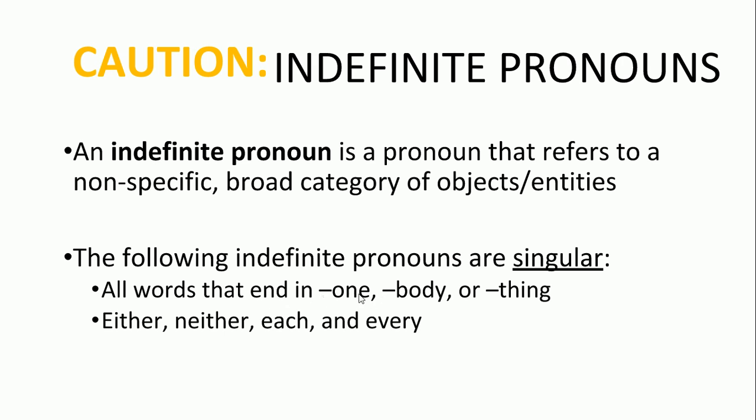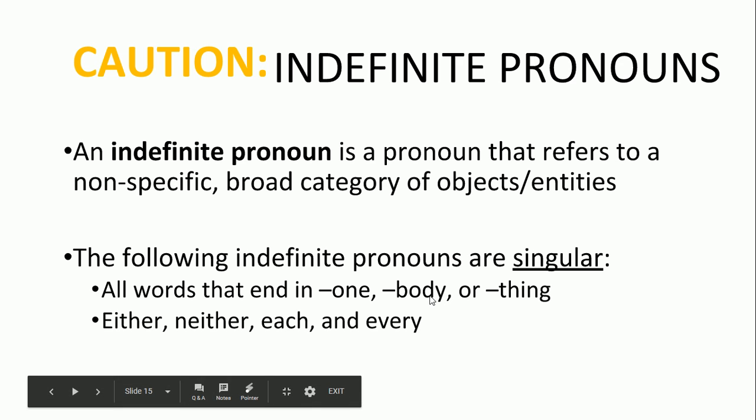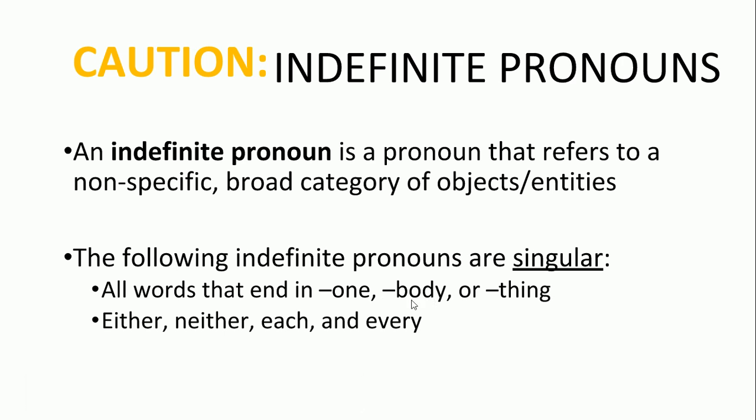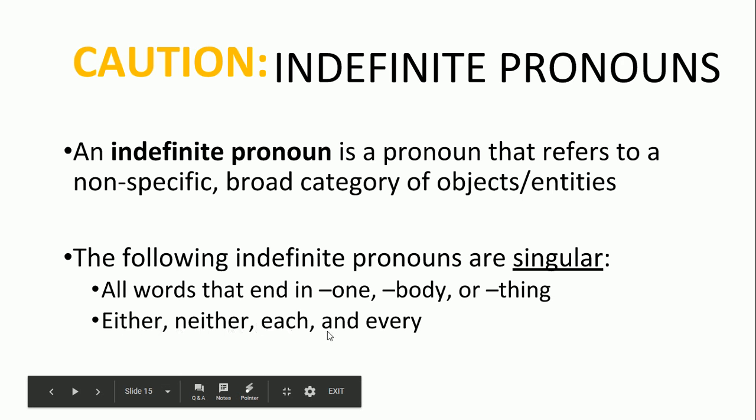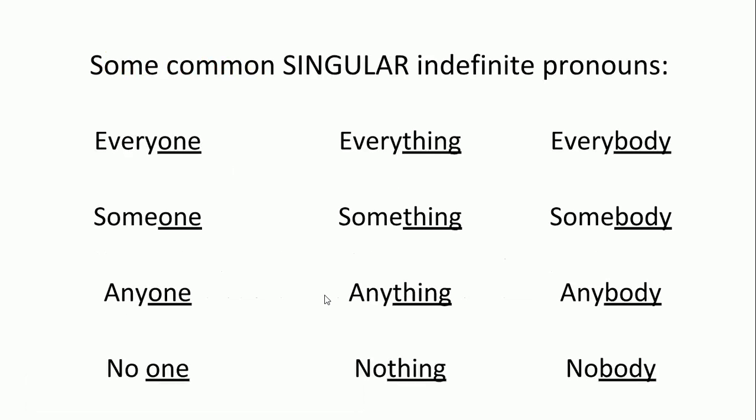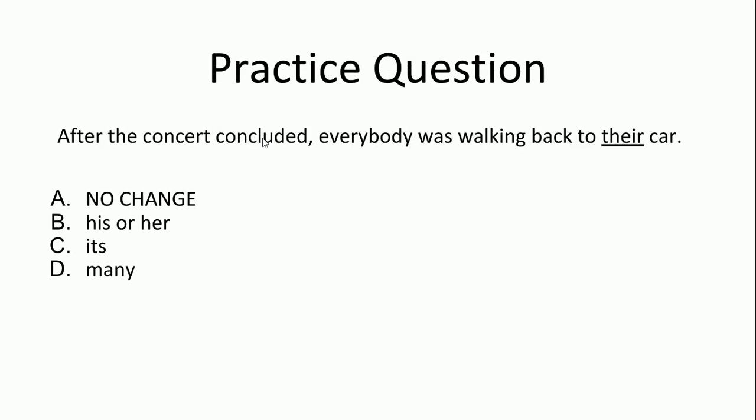That's first, any word that ends in one, body, or thing, like everybody. Doesn't everybody refer to many people? Yeah, but it's a singular word. And also either, neither, each, and every. Those are all singular indefinite pronouns. Here are some common indefinite pronouns for you and your students to peruse. And here's an SAT-style practice question.